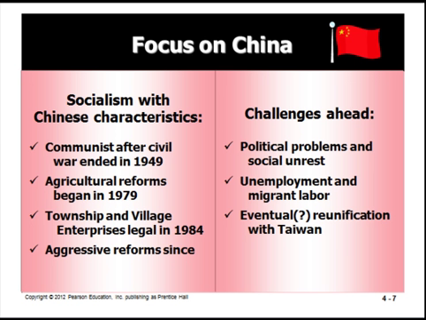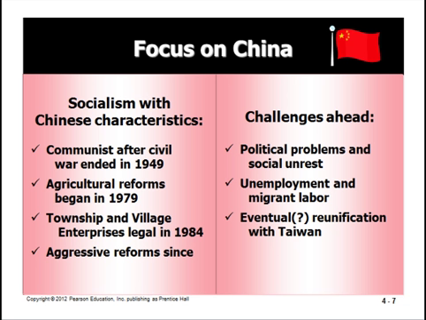In 1984, township and village enterprises, TVEs, obtained materials, labor, and capital on the open market and used a private distribution system. TVEs laid the groundwork for a market economy. In the mid-1980s, foreign companies were allowed to form joint ventures with Chinese partners.